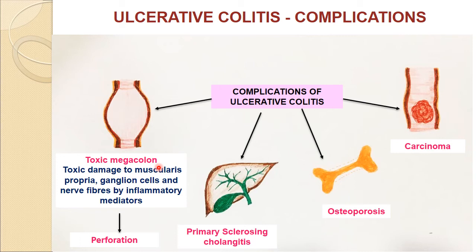One of the complications of this toxic megacolon is that it can perforate also. So perforation is one of the complications of ulcerative colitis. Another important complication is primary sclerosing cholangitis, then osteoporosis. And as I told you, the patient will have dysplasia. That dysplasia we have to mention because there are increased chances of developing malignancies. The patient can develop carcinoma.